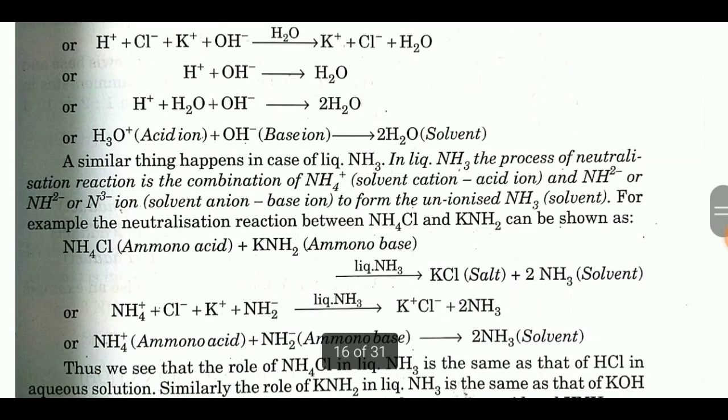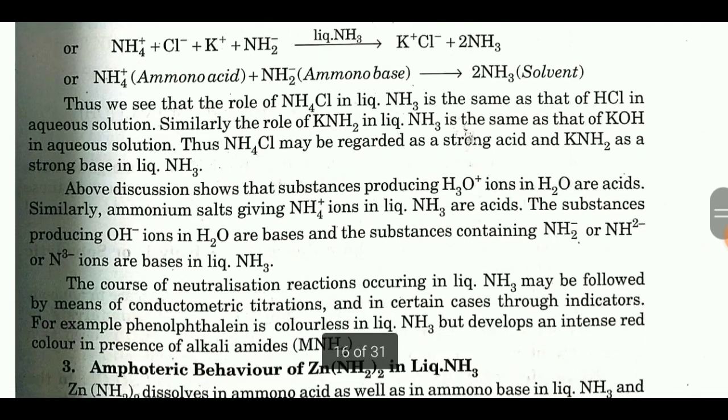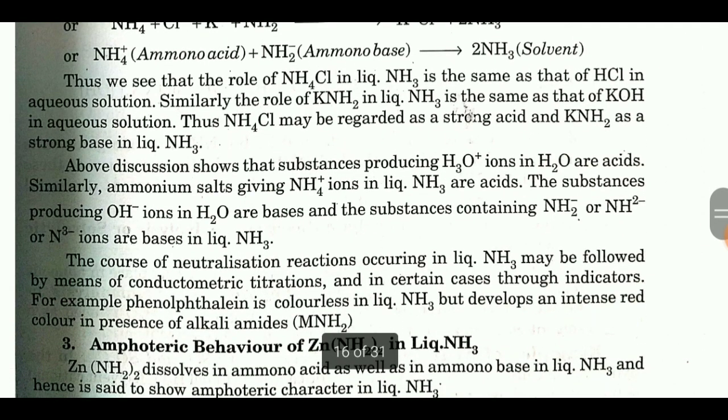A similar thing happens in case of liquid ammonia. In liquid ammonia, the process of neutralization reaction is the combination of NH4 positive and NH2 negative or N3 negative ion to form an unionized NH3. For example, the neutralization reaction between NH4Cl and KNH2 can be shown. Thus, we see that the role of NH4Cl in liquid ammonia is the same as that of HCl in aqueous solution. Similarly, the role of KNH2 in liquid ammonia is the same as that of KOH in aqueous solution.